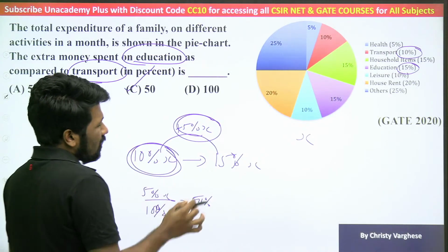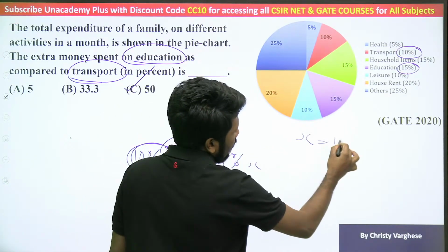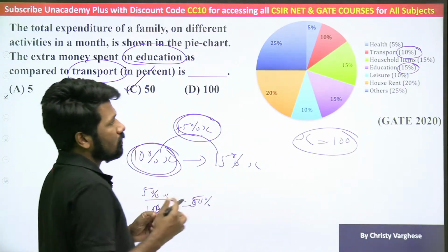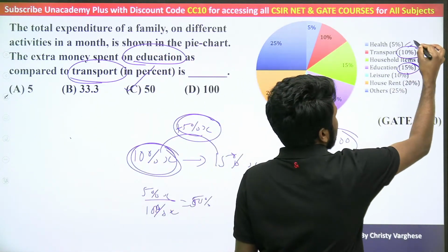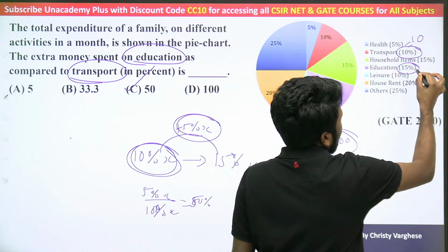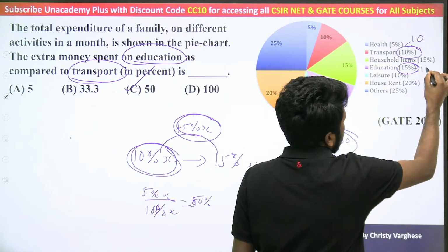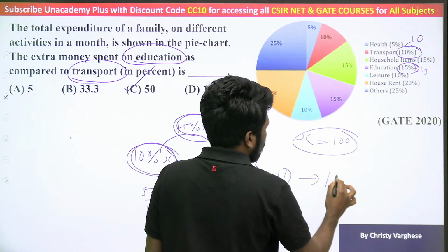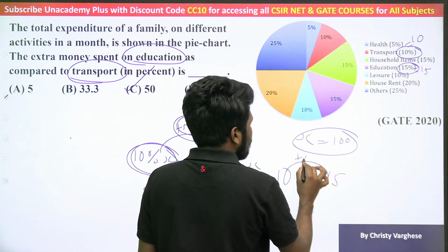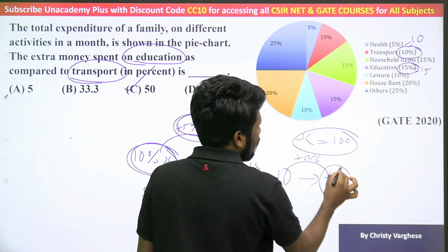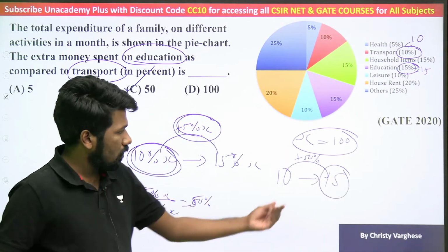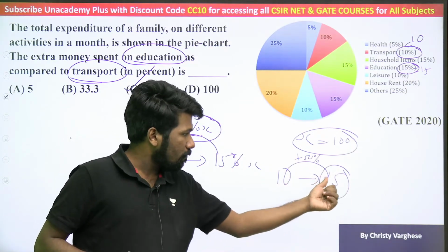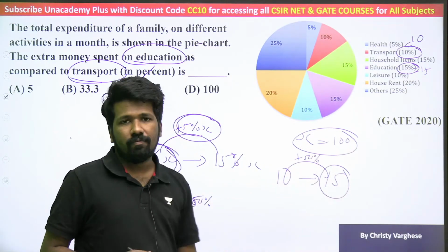If this is still not understood, instead of X you take an example of 100. If total expenditure is 100, transport at 10% means 10% of 100 is 10 rupees. Education at 15% means 15 rupees. 10 rupees on transport and 15 rupees on education means 50% more is spent on education. Because 10 becomes 15, the extra is 5. 5 compared to 10 is 50%.